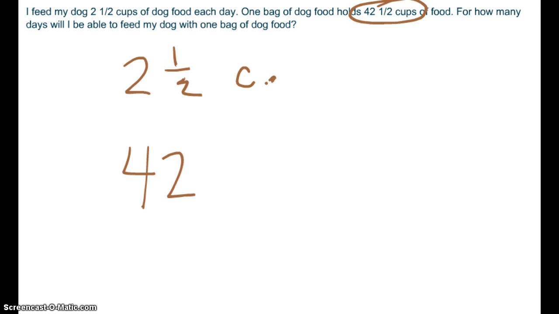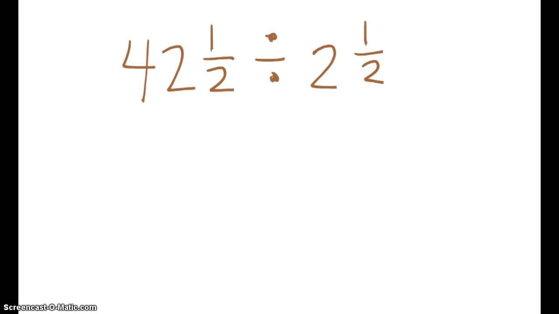Okay, so next, I feed my dog 2.5 cups each day. But in this situation, I have an entire bag of dog food, and that is 42.5 cups. And I need to find out how many days I can feed my dog. Well, when I have a total, and I want to break it into pieces, and in this case, I'm breaking it into 2.5 cup size pieces, I'm going to divide. So when you divide, you have to have fraction by fraction.